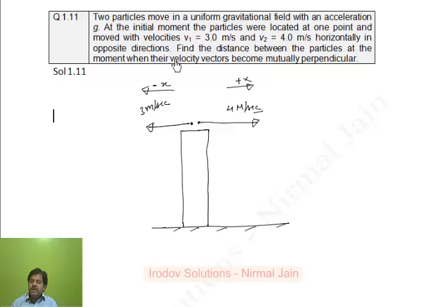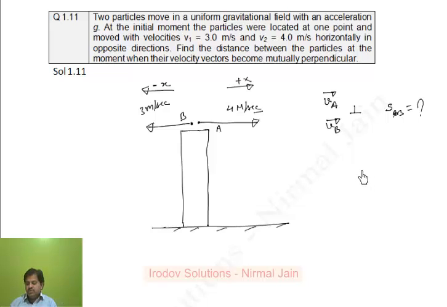Find the distance between the particles at the moment when their velocity vectors become perpendicular to each other. This is A, this is B. So when the velocity vectors of these two particles, VA vector and VB vector, become perpendicular, what we have to find is the distance between A and B.